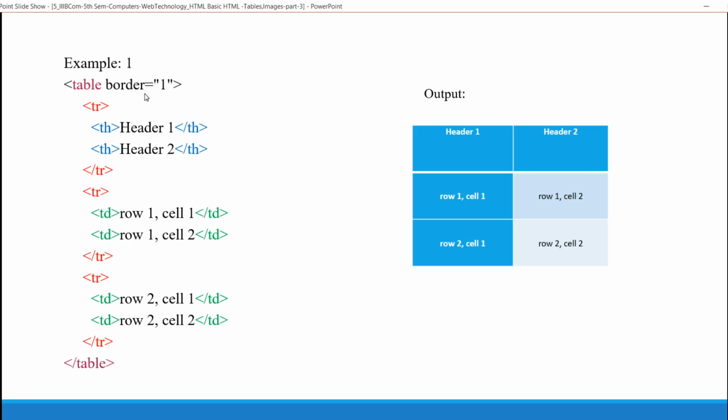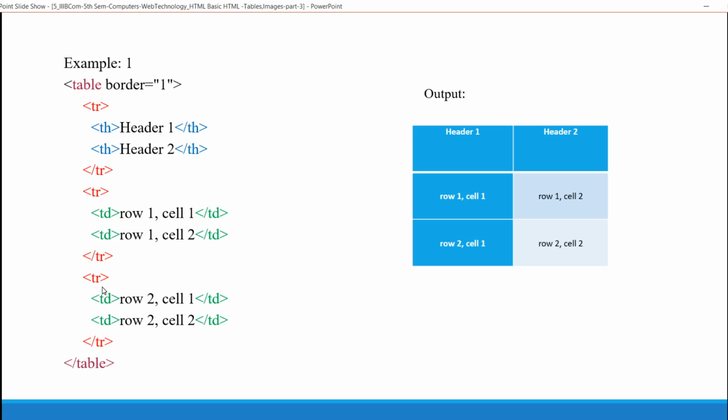See here, table border equals 1, tr. In the first row, I am specifying headers, th tags. In the th tags, I have written header 1, header 2. Close tr. And the next row, tr, td. Row 1, cell 1. I have taken 2 cells. Row 1, cell 1. Row 1, cell 2. Close that row. Another row.